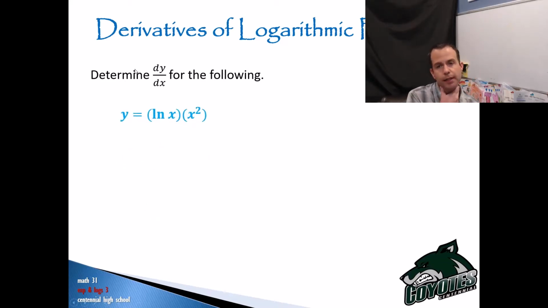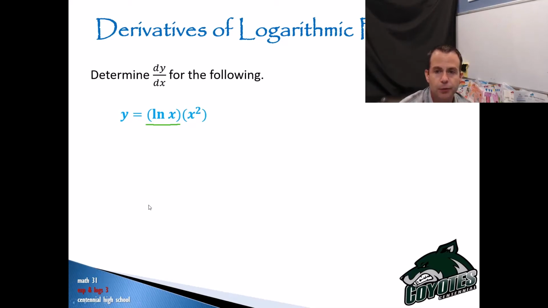Okay, y equals ln x times x squared. So I need you to see the product rule here. So we're going to go through this step by step. Derivative of f, so ln x, the derivative of ln x is 1 over x times g, so times x squared, plus f, which is ln x, times the derivative of g, which would be 2x.